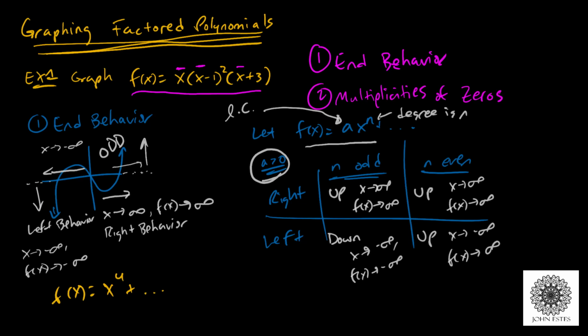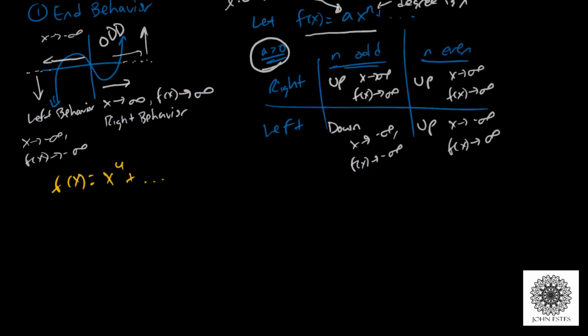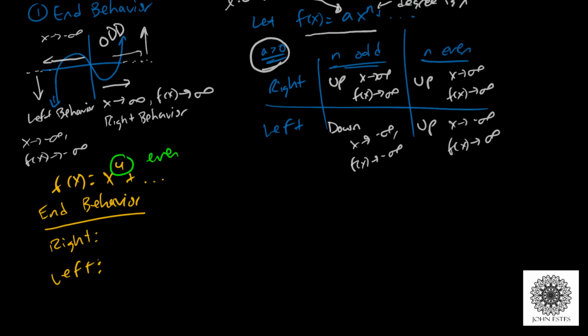So I have a fourth degree polynomial, which tells me then what about my behavior? Well, according to my chart, since I have an even degree, this is a degree 4, it's even, I'm going to follow this column of my chart. As I go to the right, I'm going to go up, and as I go to the left, I'm going to go up. Okay, so I already know the end behavior. So I already know a part of what this graph looks like. I know that on the ends, it's going to be up in both directions.